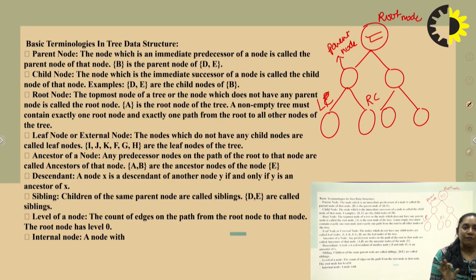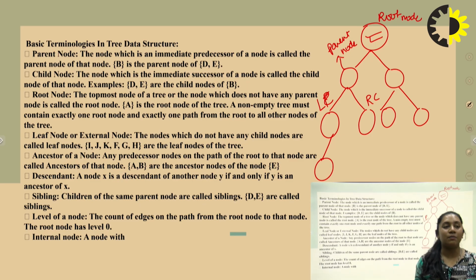Next we have the leaf node. A leaf node is a node that does not have any child node or neighboring element. For example, in this diagram, the node at the bottom where only one node is present and has no children is the leaf node. Next, ancestor of a node: any predecessor node on the path from the root to that node is called an ancestor of the node, such as the A and B elements.